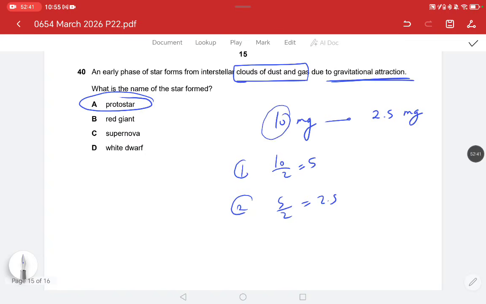Or they give you 10 and they ask you what will be the remaining amount after 2 half-lives. It will be 2.5. So this is the remaining amount. Take care, this is the remaining. Okay, if they ask you about the amount decayed, it will be 7.5. In total, they are 10. Okay, you should know that as well.